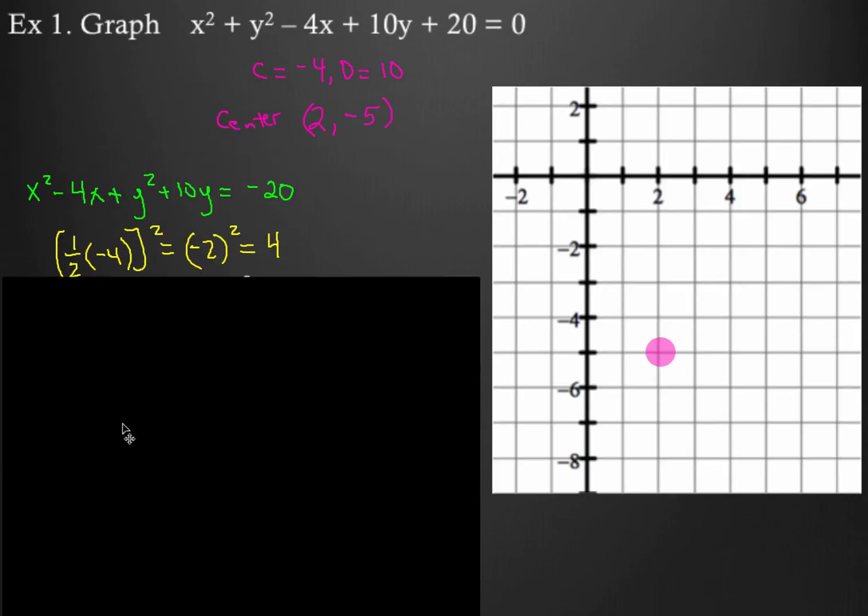So what we're going to do is take half of that, and then square it. So we're going to take half of negative 4 and then square it. Half of negative 4 is negative 2. When we square negative 2, we get positive 4.